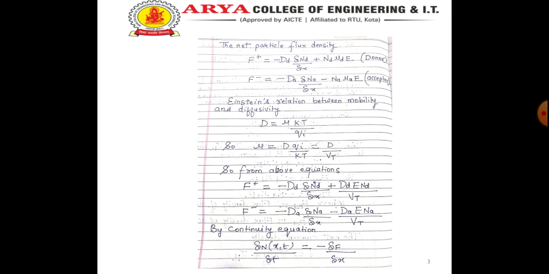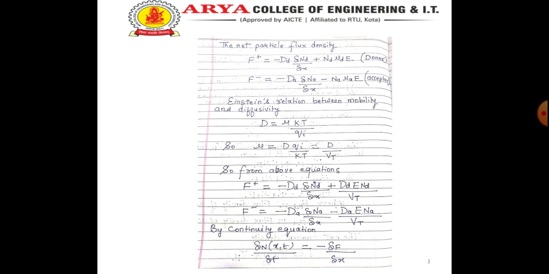The Einstein relation between mobility and diffusivity is given as D = μkT/q, where k is the Boltzmann constant, T is the temperature in Kelvin, μ is the mobility and q is the electronic charge. So μ = Dq/kT, which is equal to D/Vt, where Vt is the thermal voltage. So from the above equations we get the F plus and F minus donor and acceptor equations as written.